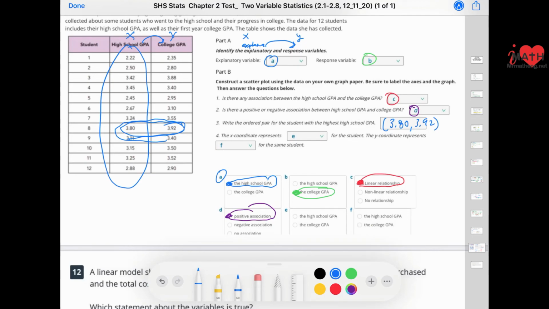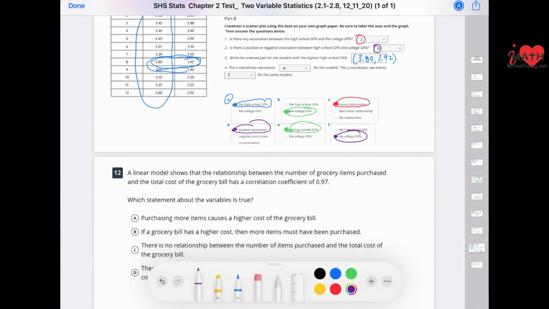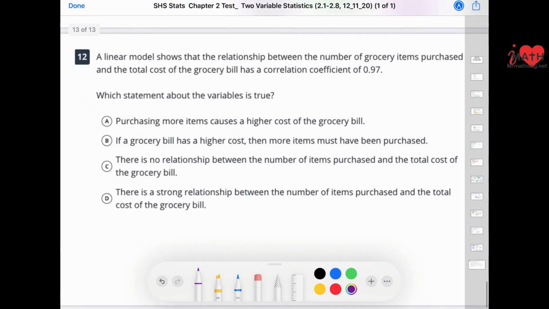Okay. E, the x coordinates are the high school GPAs, and the y coordinates are the college GPAs. That one's worth 7 points. Okay, number 12, I think the last one.